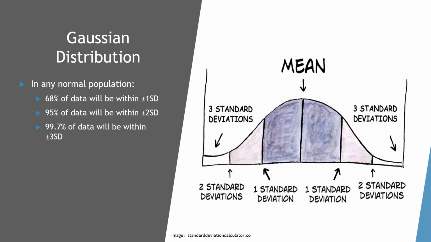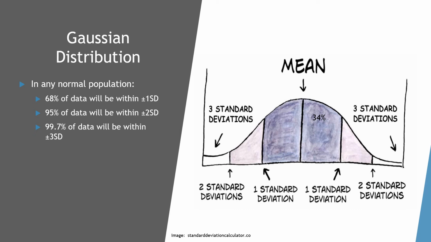So in any normal population, 68% of the data will fall within one standard deviation. 95% of your data will fall within 2 standard deviations, and 99.7% will be within 3 standard deviations. So what does that look like on this curve? We have one section between the mean, which is the center line, and 1 standard deviation. That is going to be 34%. And that is half of 68%.